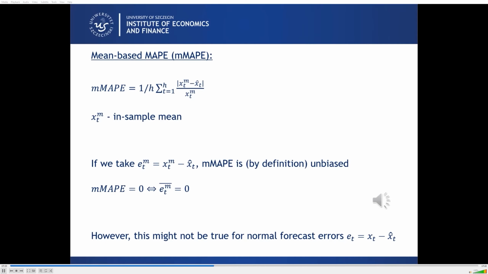Many mean-based errors could be defined. In that kind of errors, instead of actual values, we have in-sample means, which are compared with forecasts. If we take as a single forecast error the difference between the in-sample mean and the forecast, mean-based MAPE is by definition unbiased. However, this might not be true for normal forecast errors, where actual values are compared with forecasts.